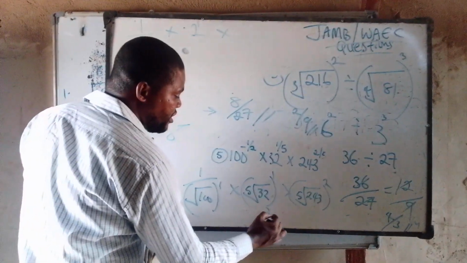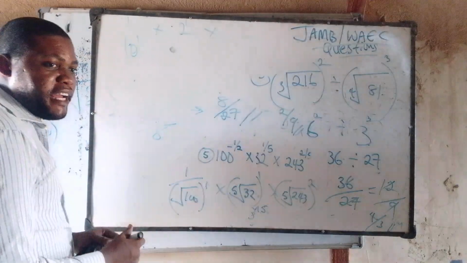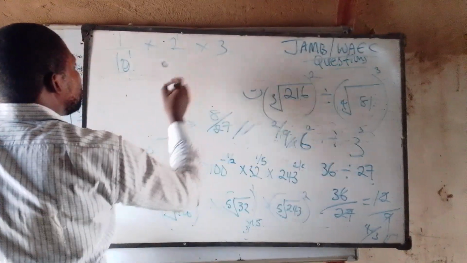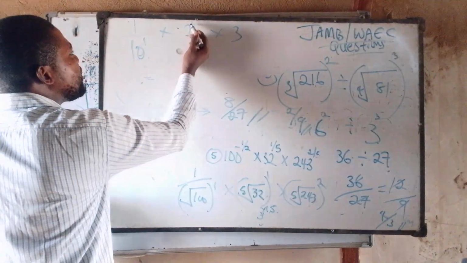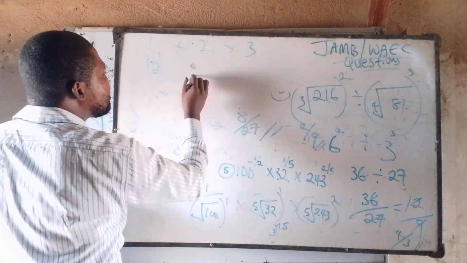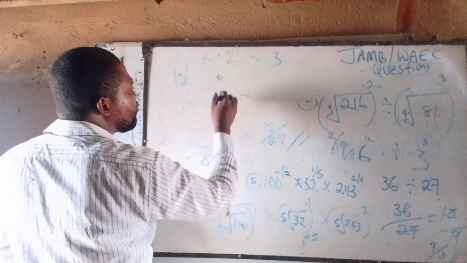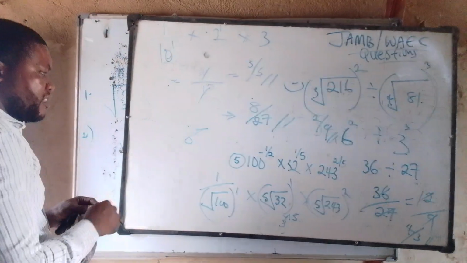3 raised to the power of 5: is it 243? 2, 3, 4, right? 2, 3, 4. So I will just pick out the 3 and drop it down. What will I have now? 2 raised to the power of 1 is 2, and 2 times 3 is 6, over 10 raised to the power of 1, which is 10. So my answer is 6 over 10, which simplifies to 3 over 5.